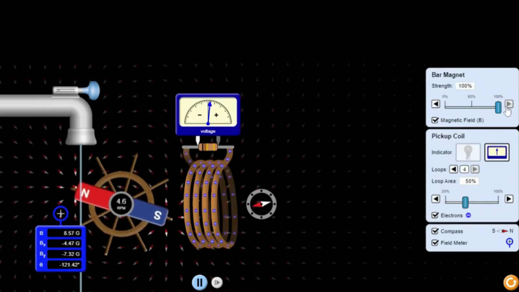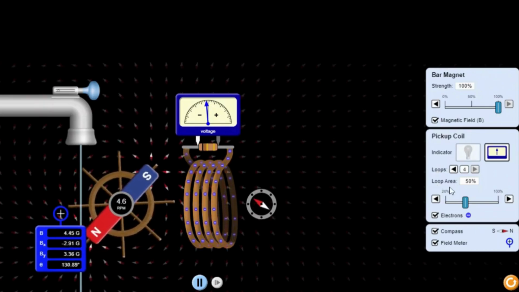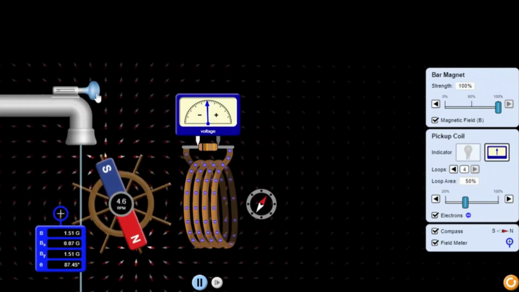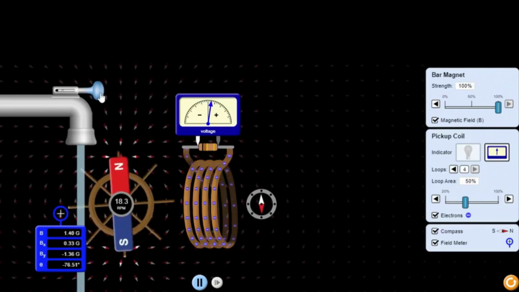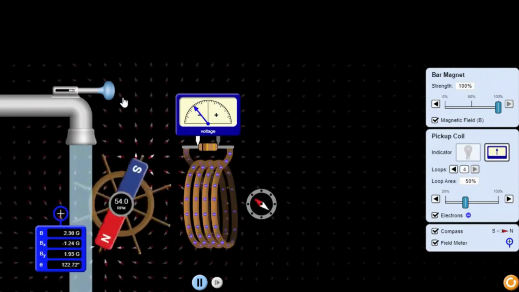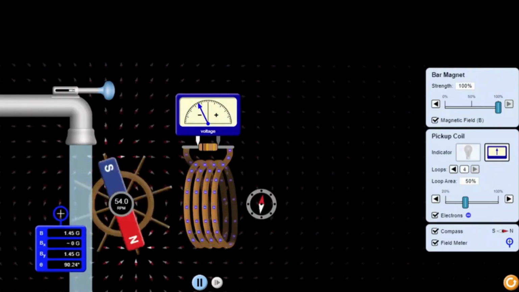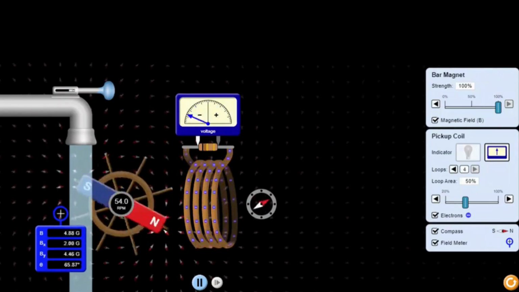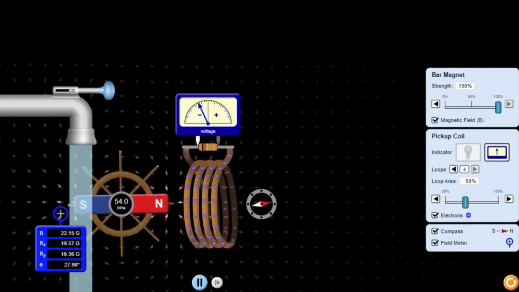For electromagnetic induction to occur, certain conditions must be met. 1. Relative motion. There must be relative motion between the magnet and the coil. This can be achieved by moving the magnet, moving the coil, or moving both. In the simulation, the movement of the magnet is controlled by the flow of water.